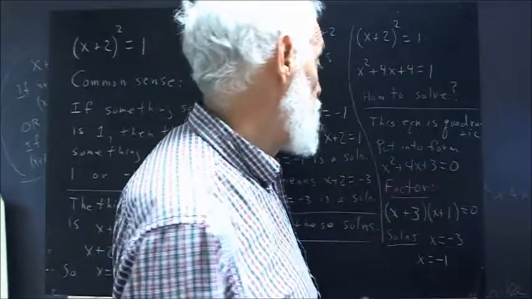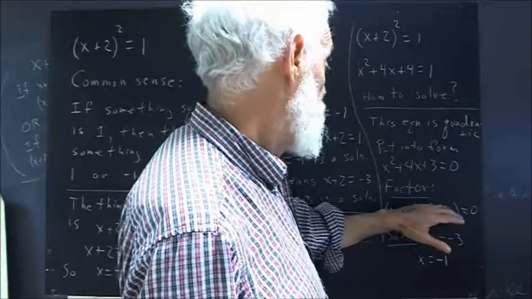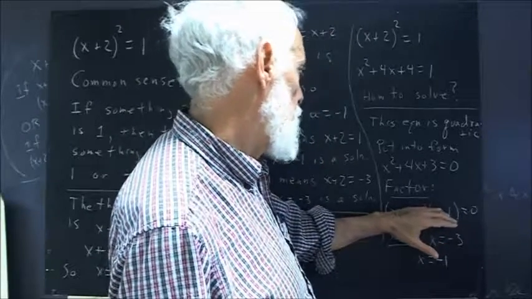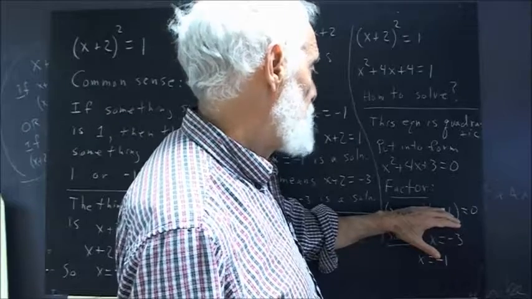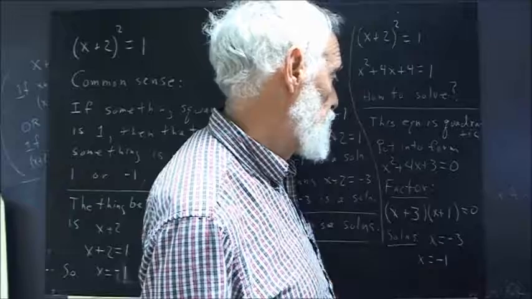Well, there are two ways to solve this. We can factor it, and it factors pretty easily. You should go ahead and factor this without looking at what I did. But what we end up with is x plus 3 times x plus 1 equals 0.